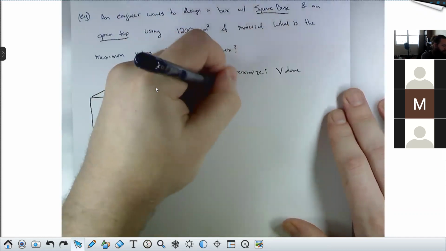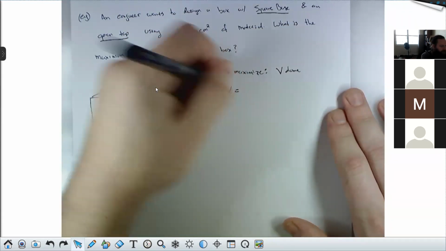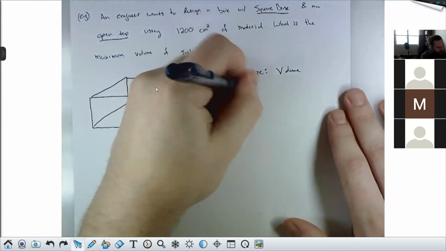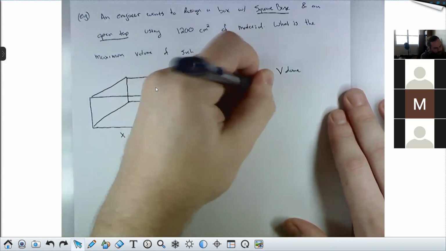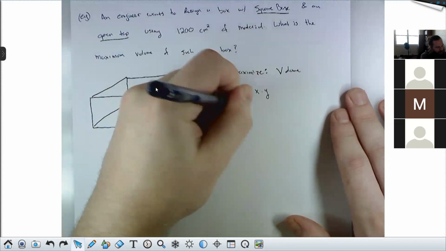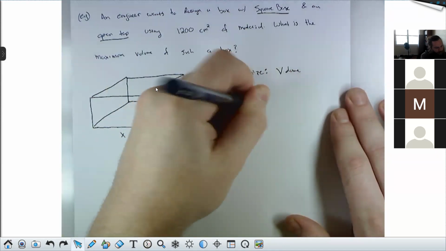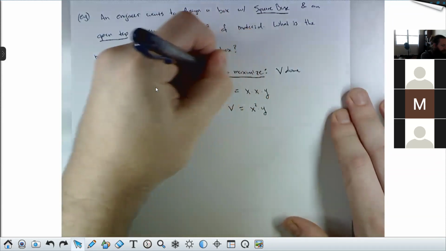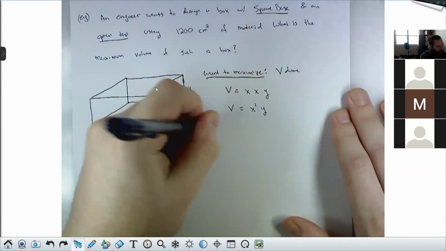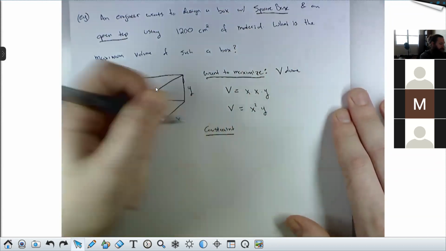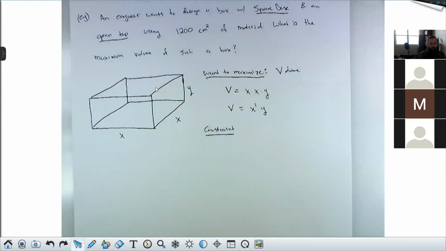And the equation for the volume, remember for any sort of box, is length times width times height. So this is x times x times y, which is just the same as saying V is equal to x squared times y. What is my constraint? What do you mean by constraint?